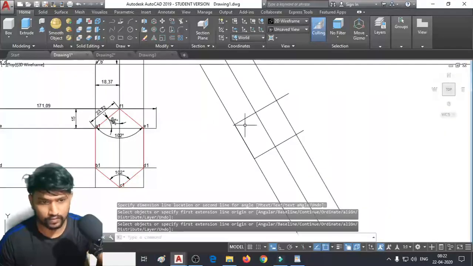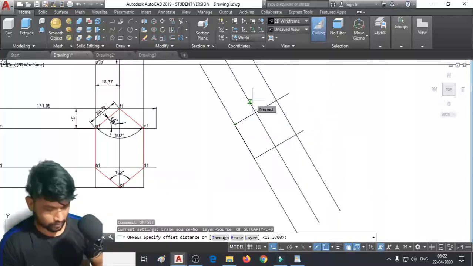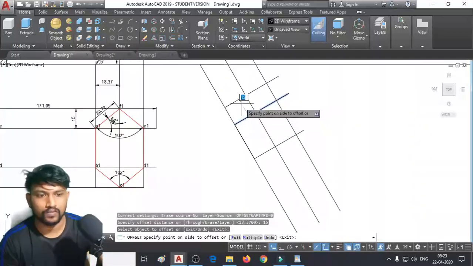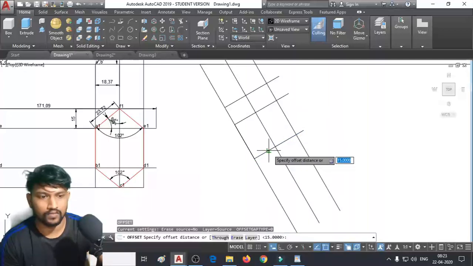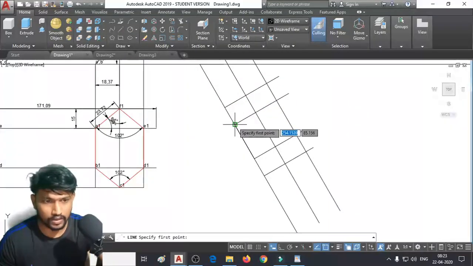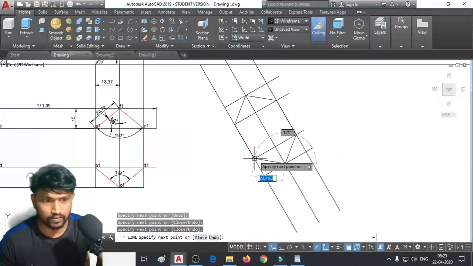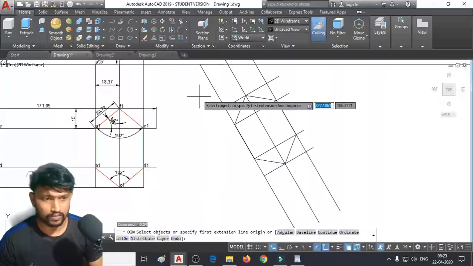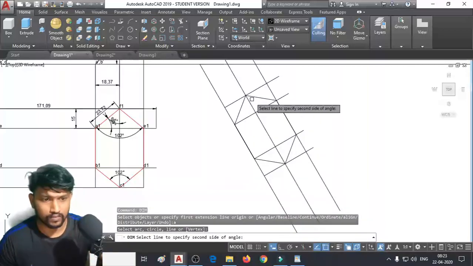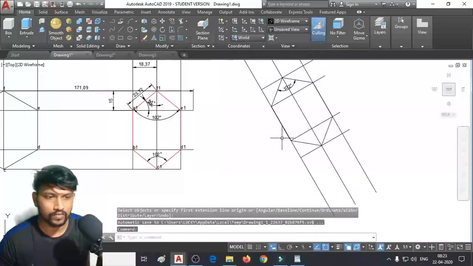15. So this is the rectangle that we needed. 102. I think I got this.